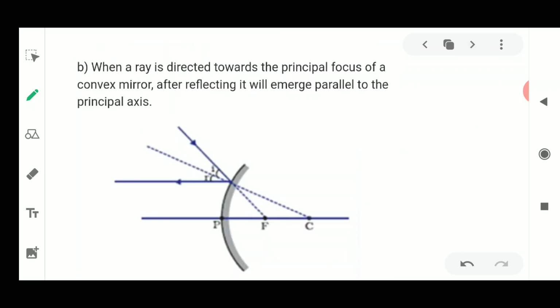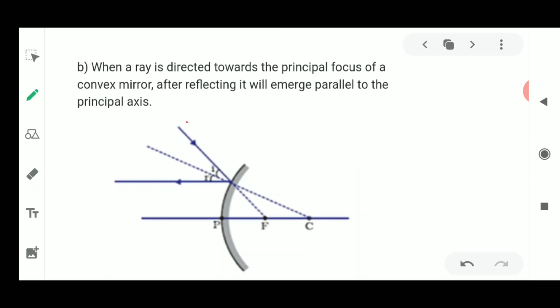Similarly, the second rule is that when the ray of light is directed towards the principal focus of a convex mirror, after reflecting it will emerge parallel to the principal axis. The second rule says that when a light ray is coming and appears to come from the focus, after reflection it goes parallel to the principal axis. Okay, so the arrowhead becomes different in this case. In the case of the concave mirror, the ray was really passing through the focus, then after reflection it was parallel to the principal axis.